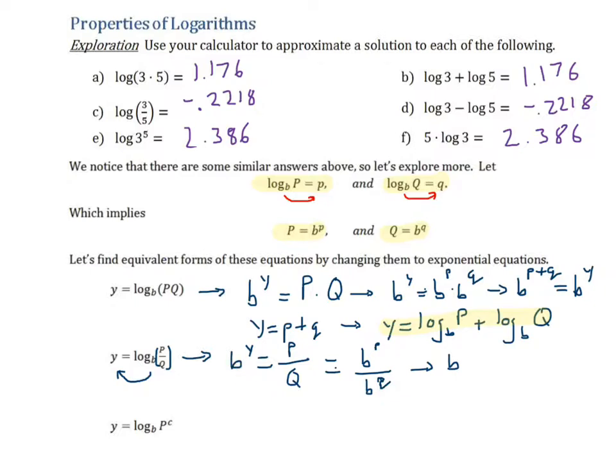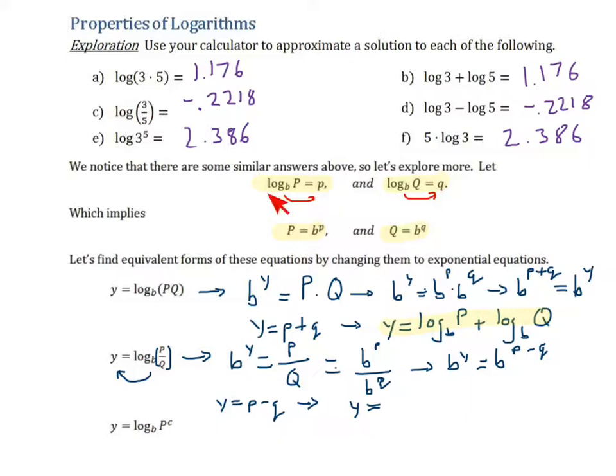So b to the y from over here is going to become, or we can write this as b to the p minus q, because we subtract when we divide. So dividing, we subtract the exponents, okay? And so now y is equal to p minus q, and we end up with the same little p minus little q.